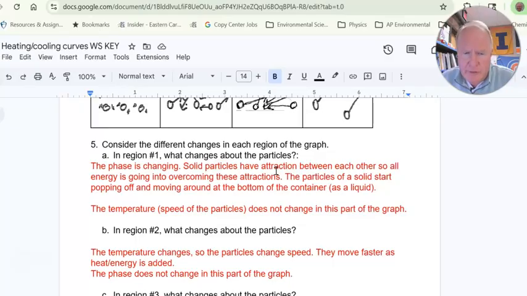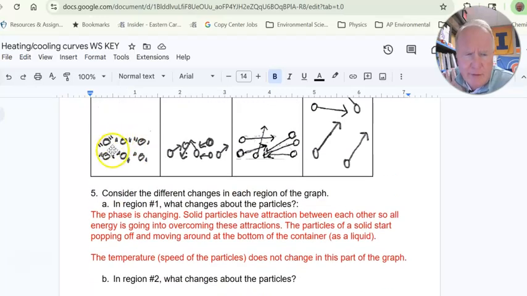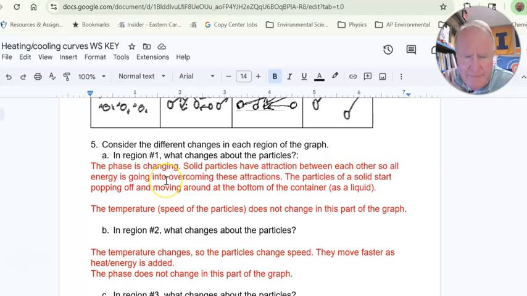And so those three questions: temperature, what does it look like, and then what's the phase? You can see the question always answers those questions. So the phase is changing in area number one. We're just melting the ice into water. So the phase is changing.